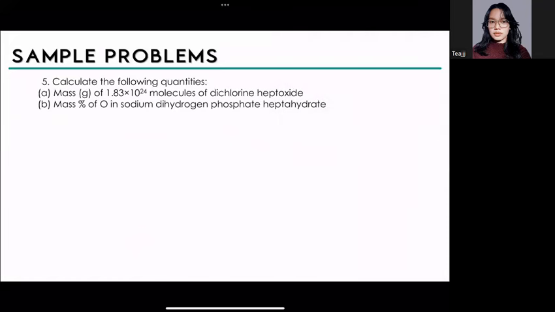So in number 5, there's also A and B. We're asked to calculate the mass of 1.83 times 10 to the 24 molecules of dichlorine heptoxide, and letter B, the mass percent of oxygen in sodium dihydrogen phosphate heptahydrate. For now, I'll be the one giving the chemical formulas, but in the problem sets and in the exams, you'll be the one to look for it.